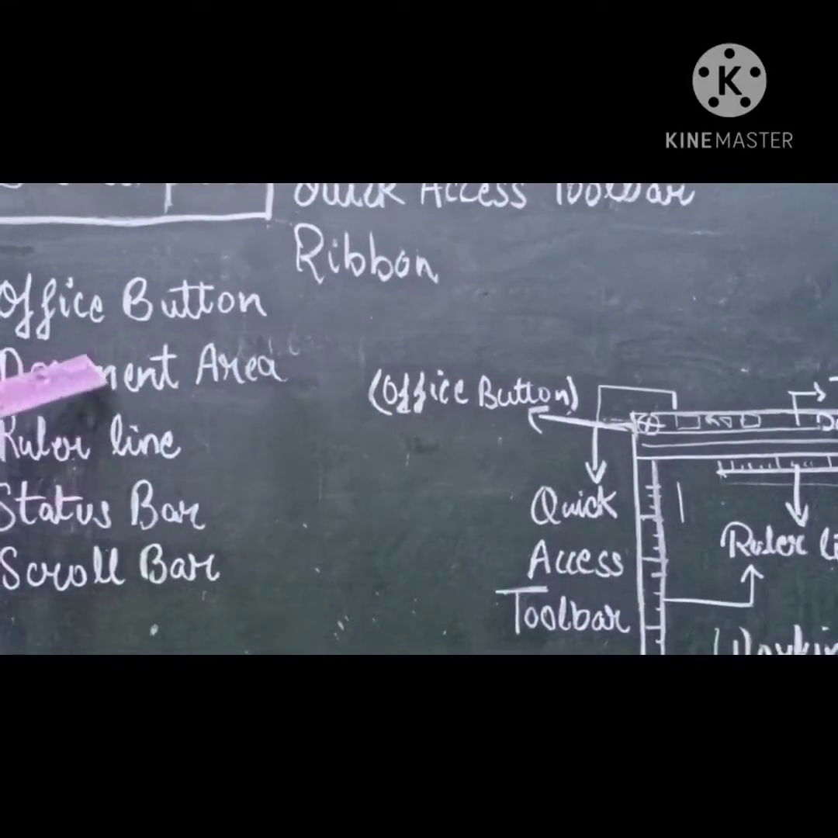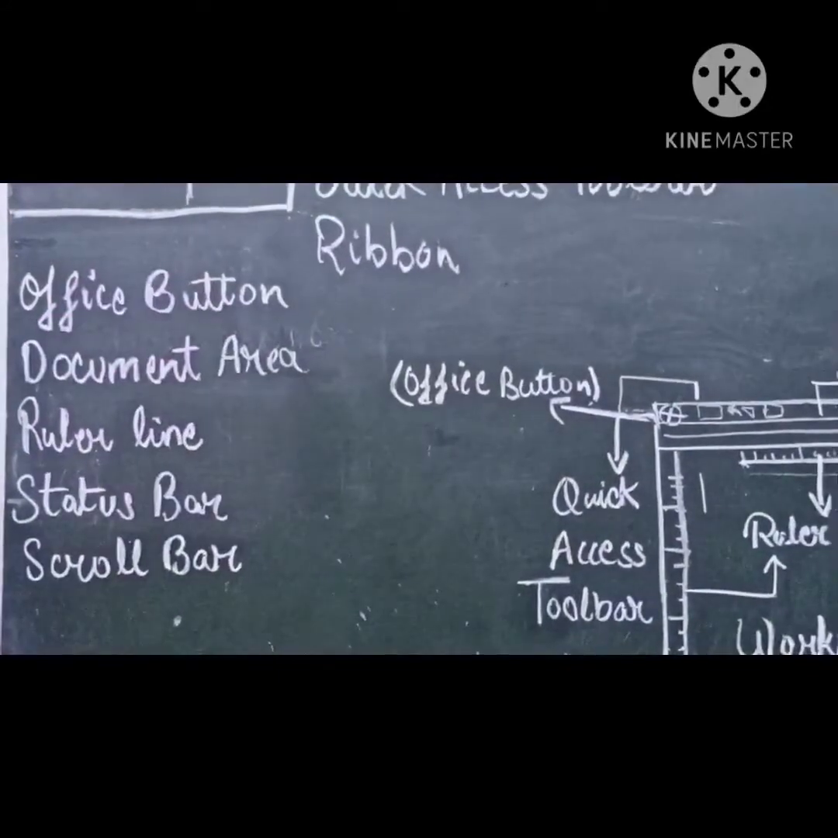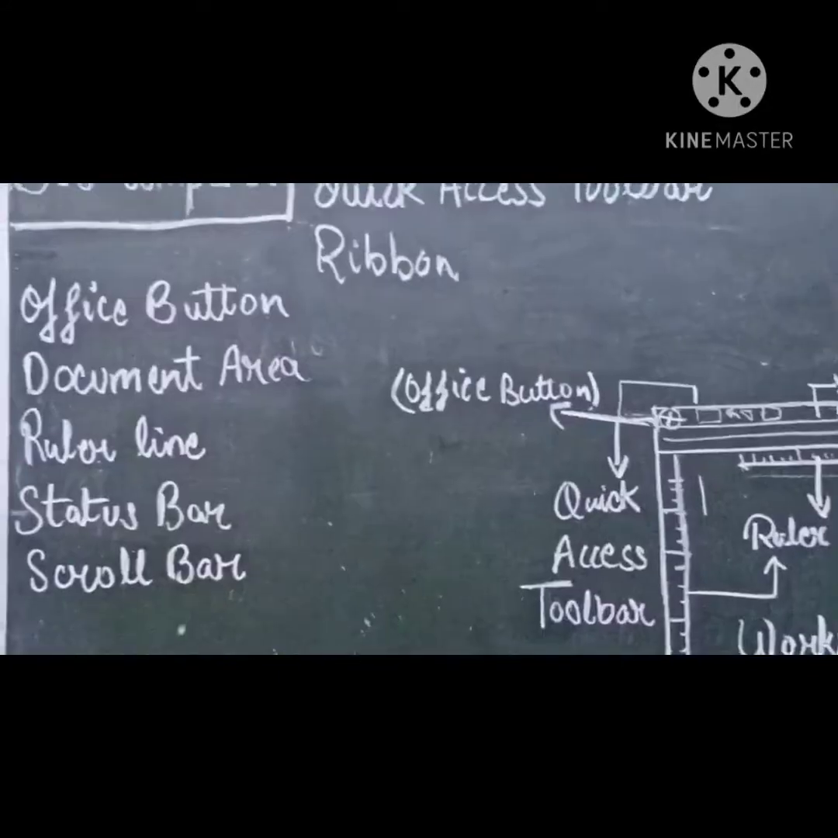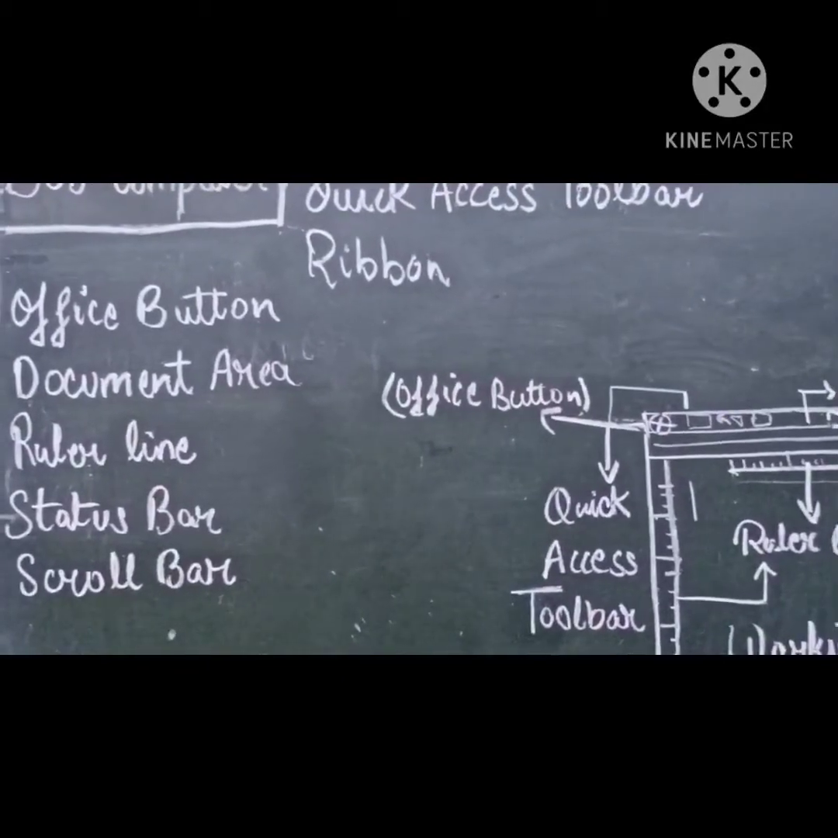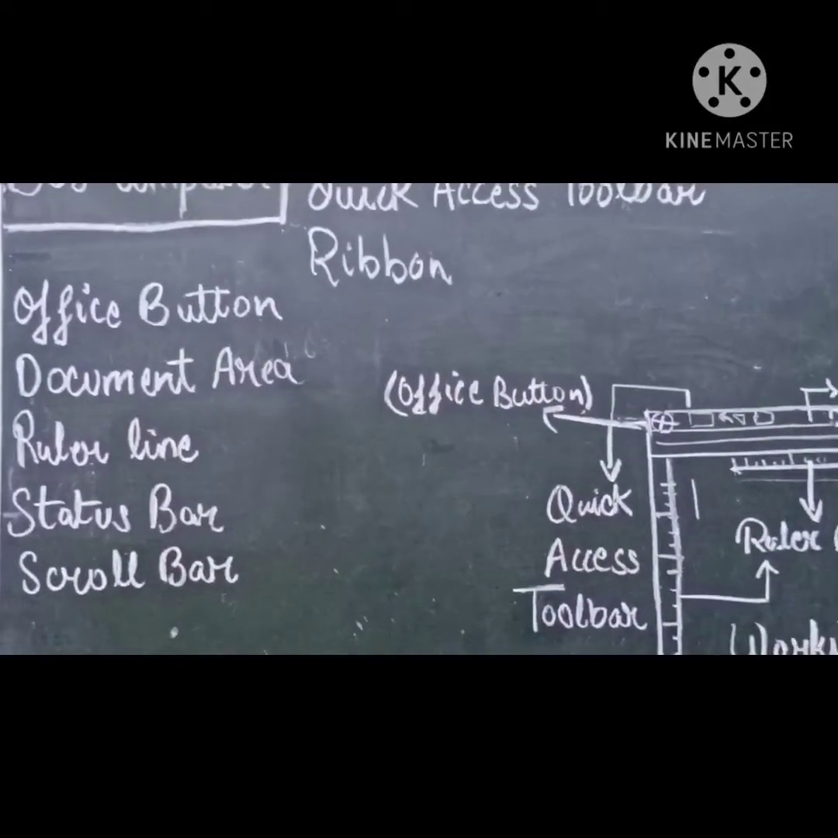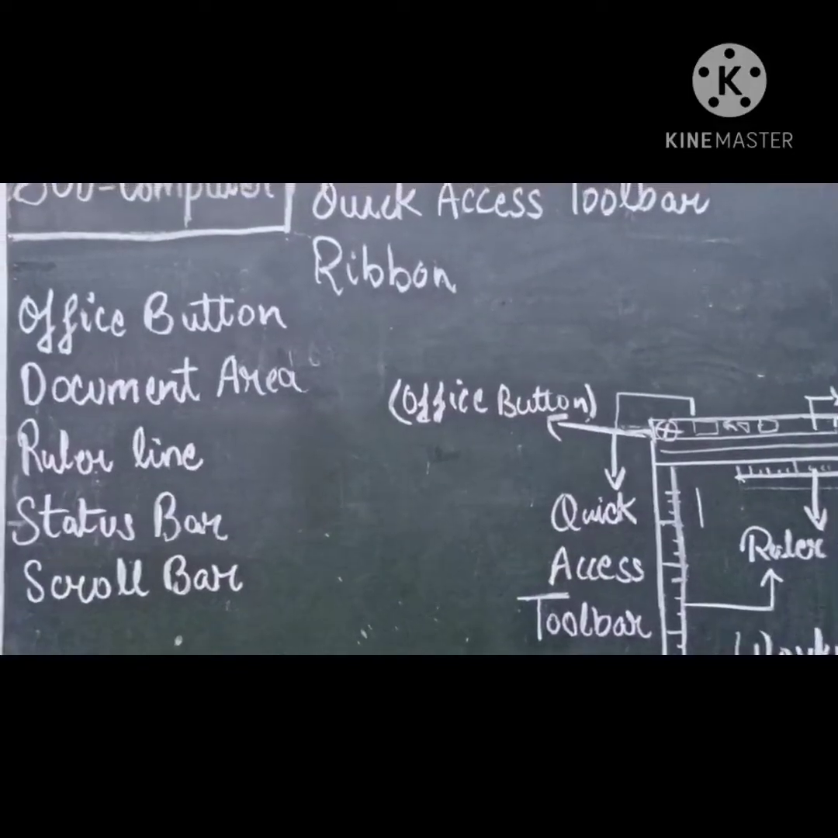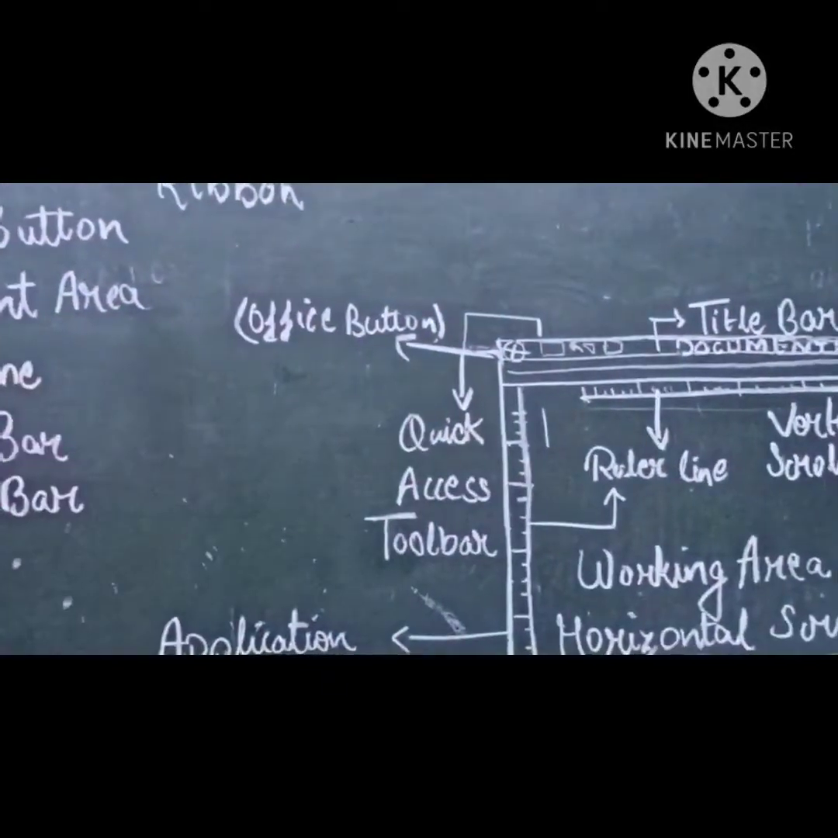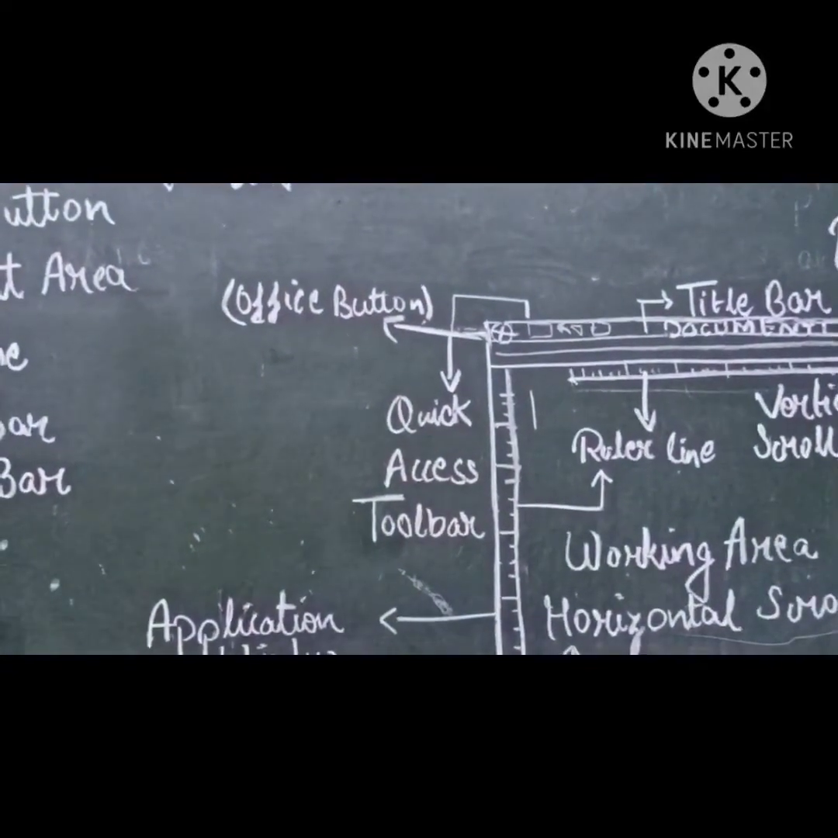Next is, children, your document area. This is also called the working area, children. It is the large area where you can type, edit and format the text. Here, children.